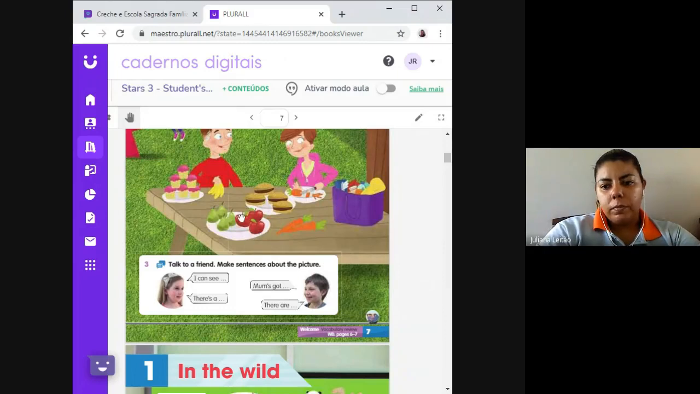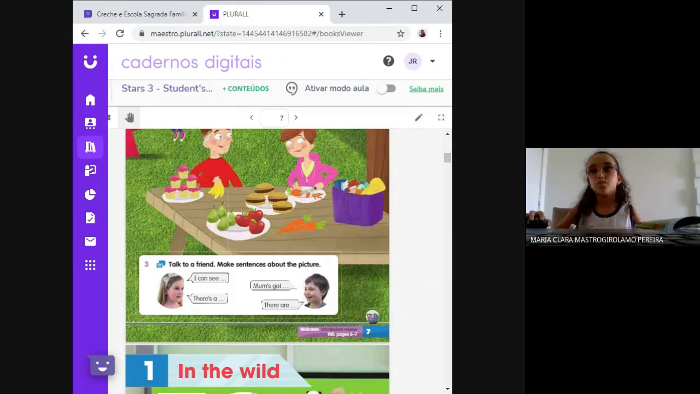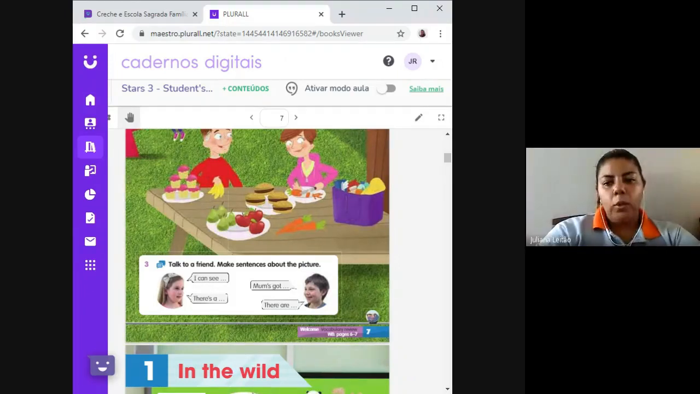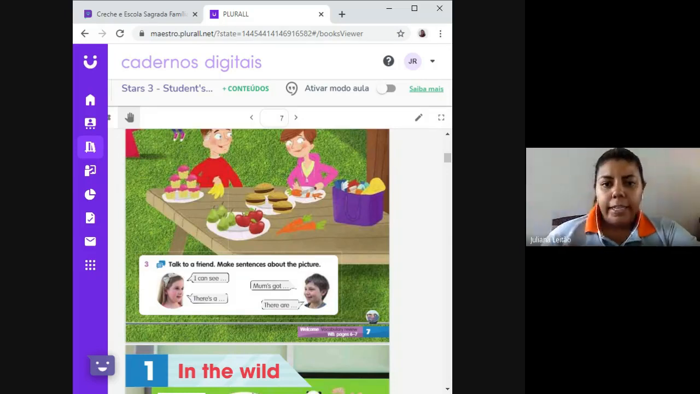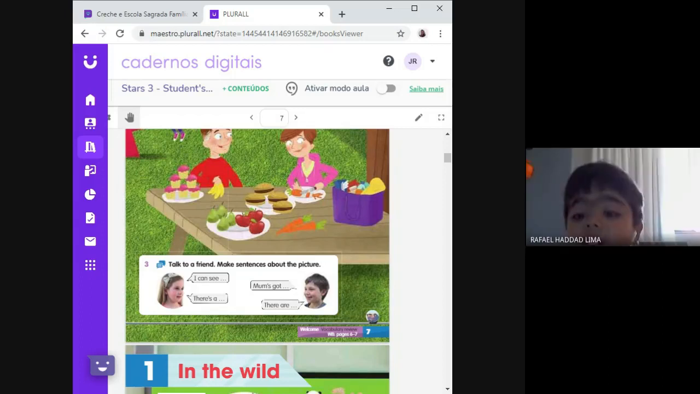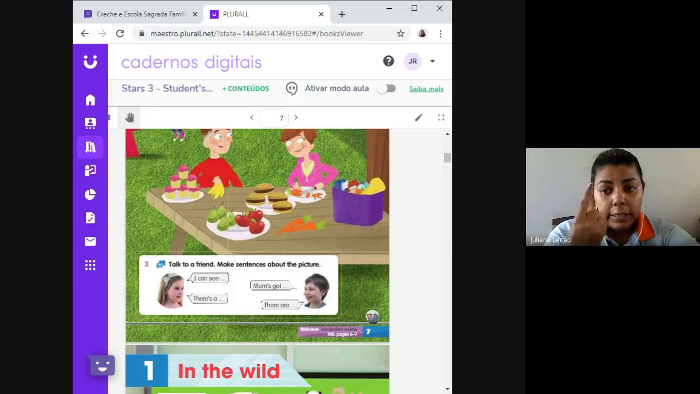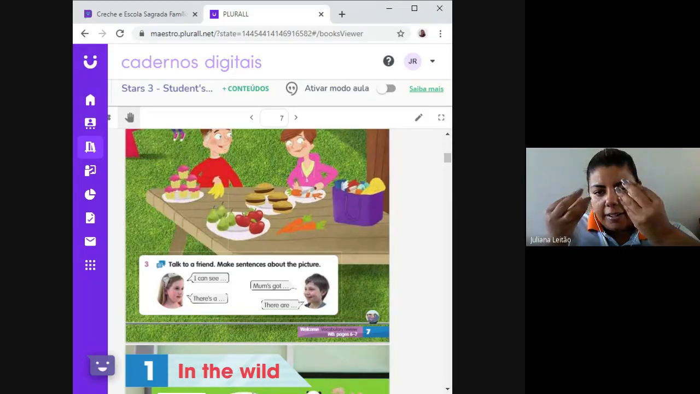There are three apples. There is singular. There are plural. Okay. One boy. There is or there are? There is. There are plural. Pay attention. Students. There is or there are? There are. Very good.